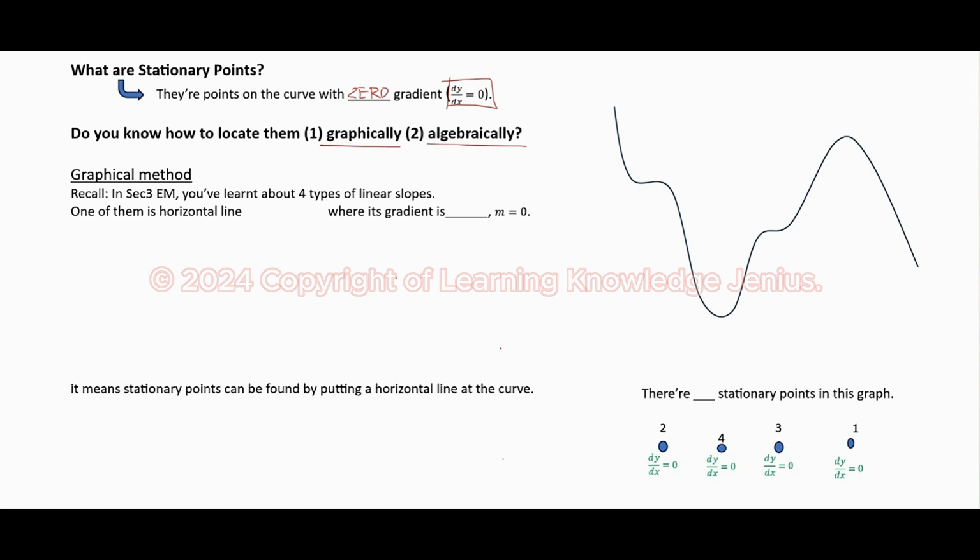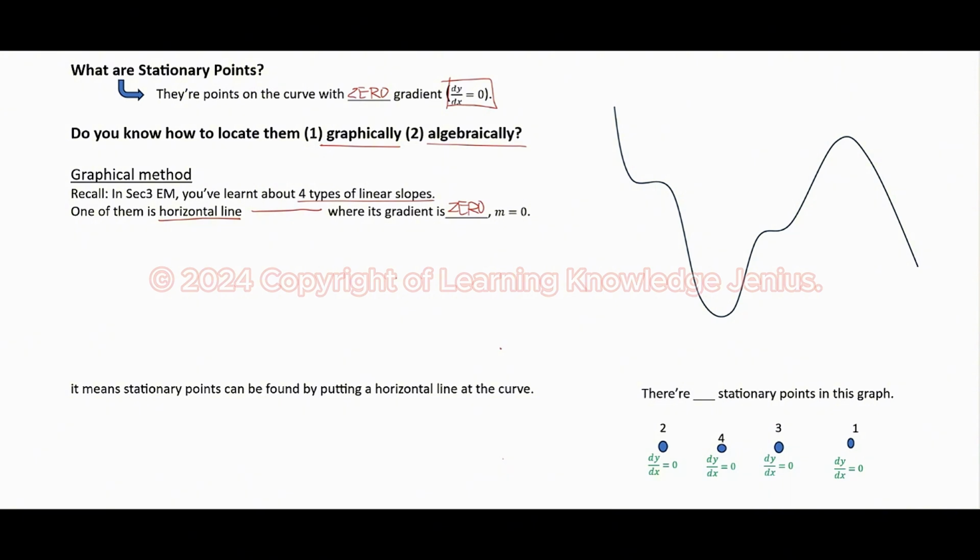For the graphical method, we need to recall Step 3 in math, in the chapter of coordinate geometry about the 4 types of linear slope. One of the types is a horizontal line, where its gradient is 0, denoted by m equal to 0.